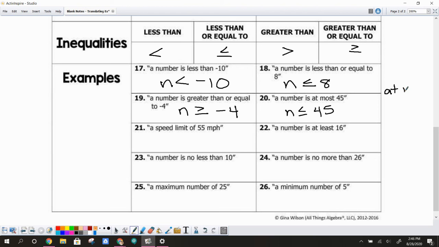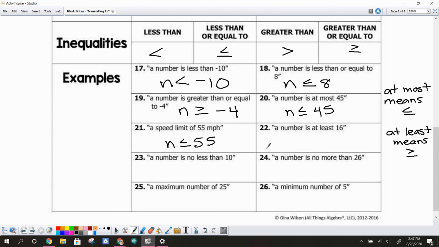So at most, and you might want to write this one down since it's not on the paper, means you're less than or you're equal to. Okay? And then that would mean that at least, the opposite, would be the opposite symbol, which is greater than or equal to. Okay, so keep that in mind as we're working. So number 21 says a speed limit of 55 miles per hour. So if you have a speed limit, that means that that is the fastest you can go. That is at most 55 miles per hour. So that means your number needs to be less than or equal to 55.